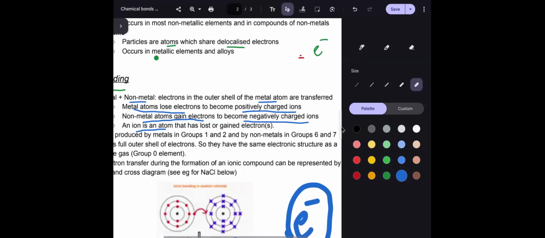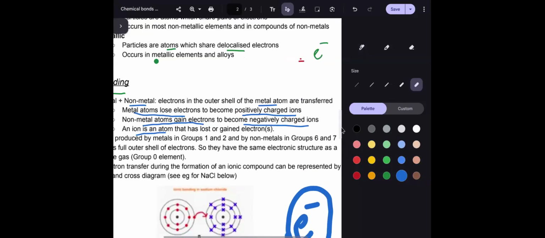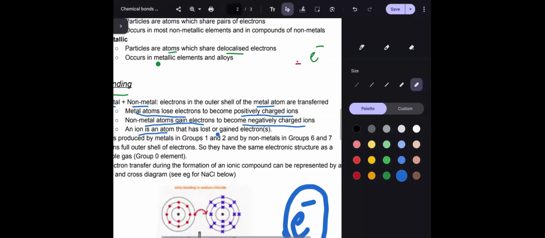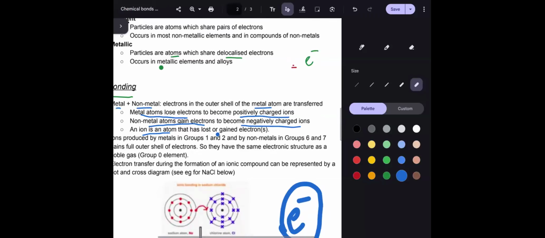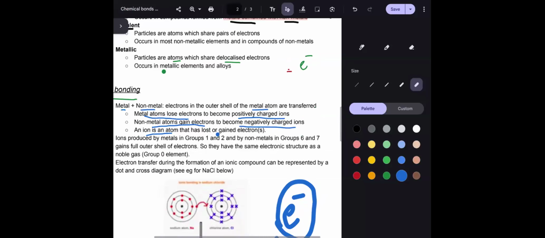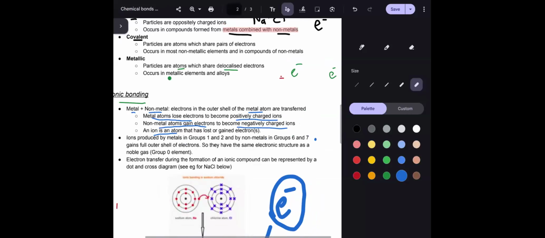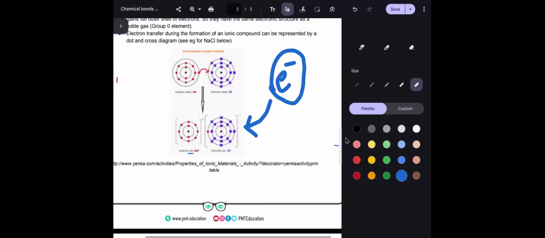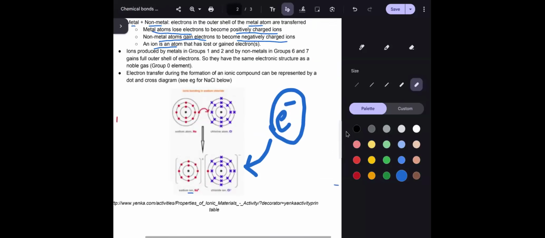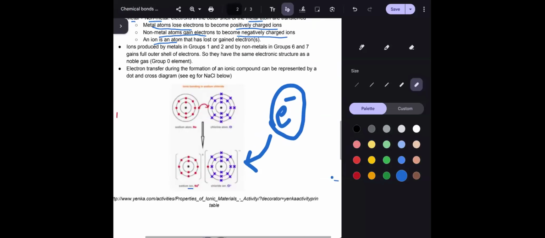Then it says ions produced by metals in group 1 and 2 and by non-metals in group 6 and 7 gain full outer shells of electrons. So they have the same electronic structure as noble gases in group 0. Remember I told you noble gases, group 8, we call them group 0 actually because they have a charge of 0, right? The last group in the periodic table.